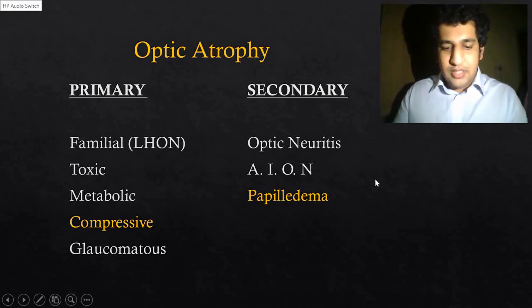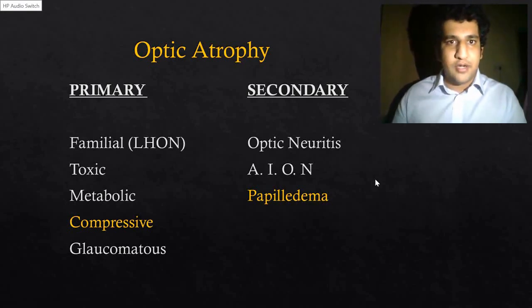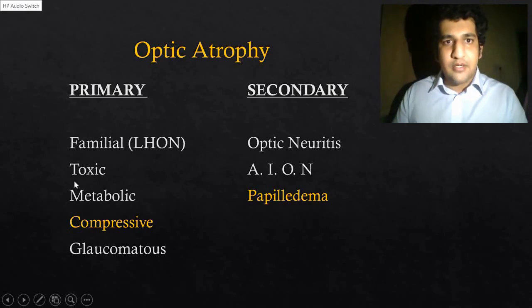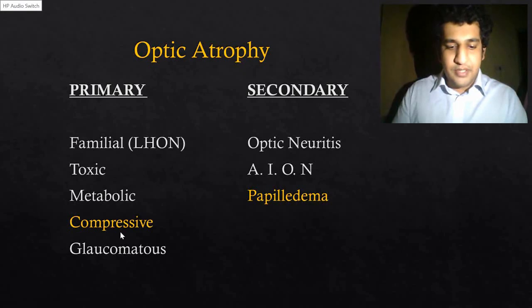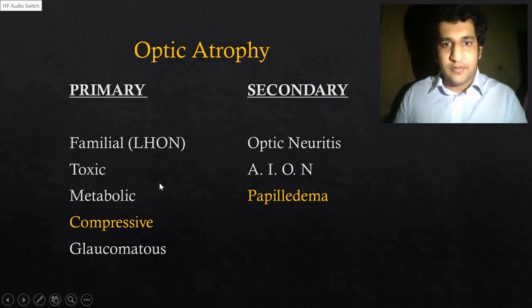Long-standing, there is already a pathology in the optic disc, which eventually leads to optic atrophy. Primary optic atrophy is where there are primary conditions, either toxic or metabolic or compressive, as I told you just now: in the optic canal or in intracranial pathologies compressing, you can have primary optic atrophy. So there you have a normal optic nerve head, and you directly have an optic atrophy.